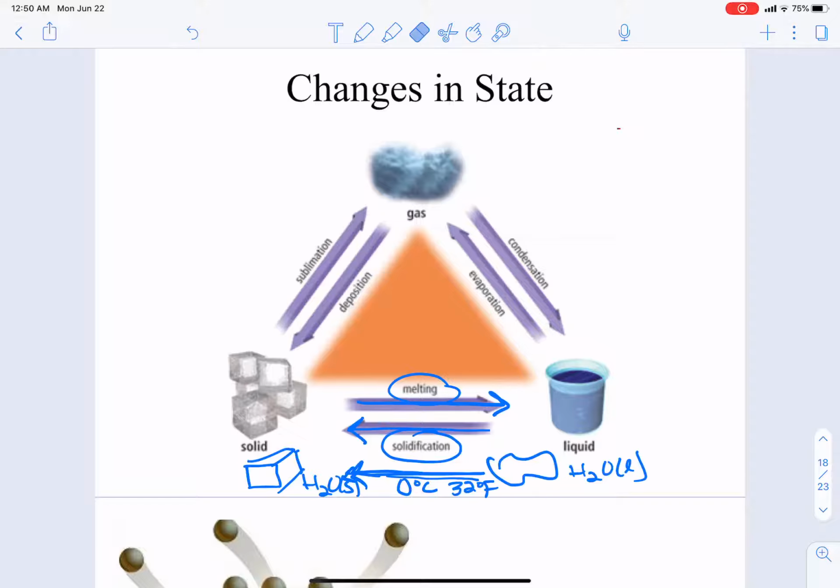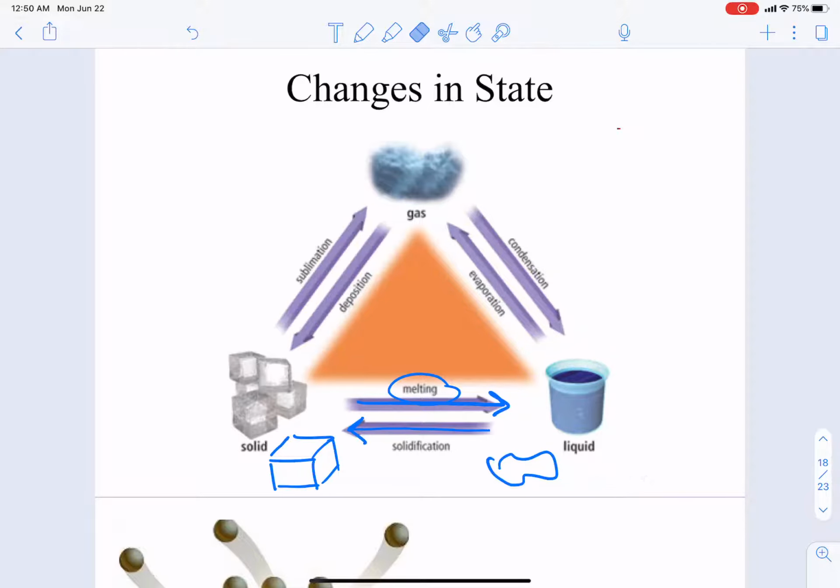But what if we didn't have water as our liquid? What if we had some other substance that was our liquid, like liquid aluminum, so molten aluminum? So what we have is liquid aluminum.